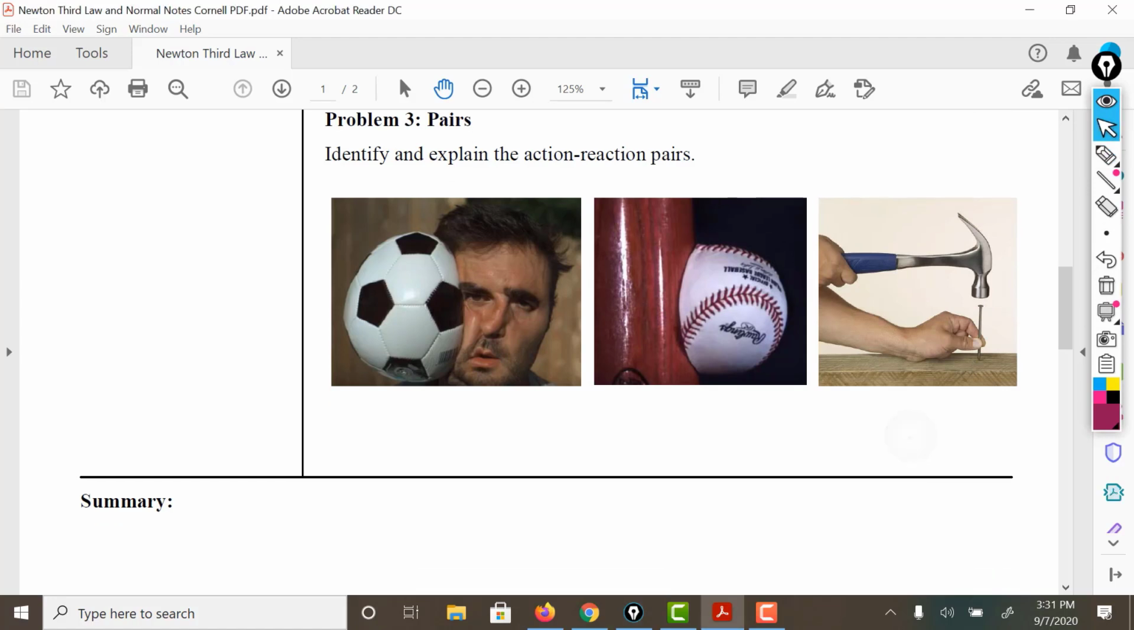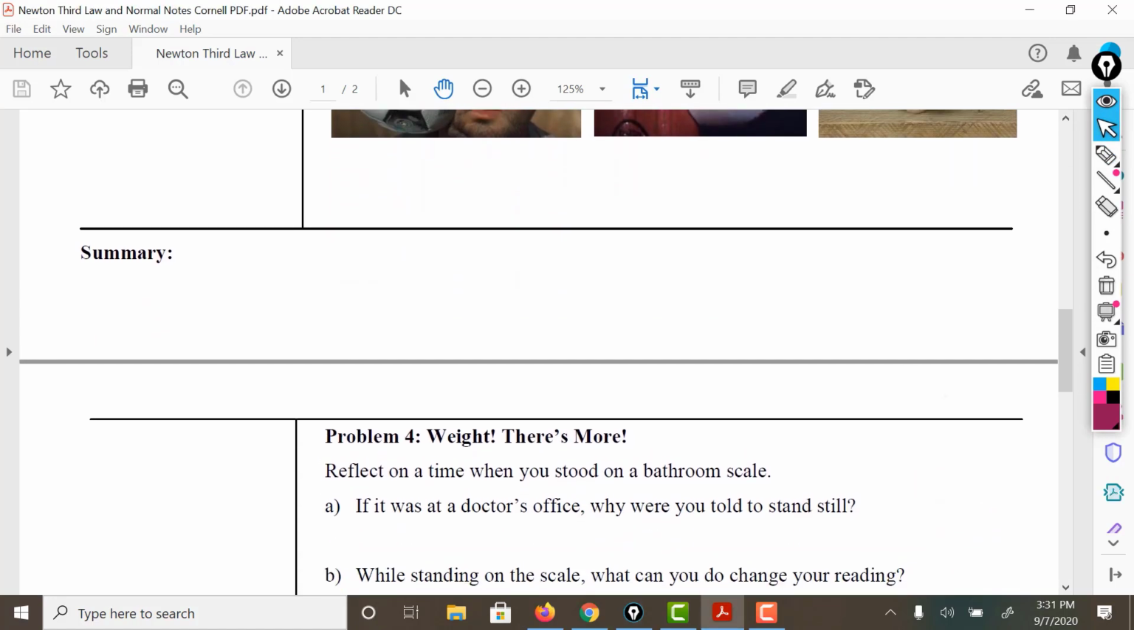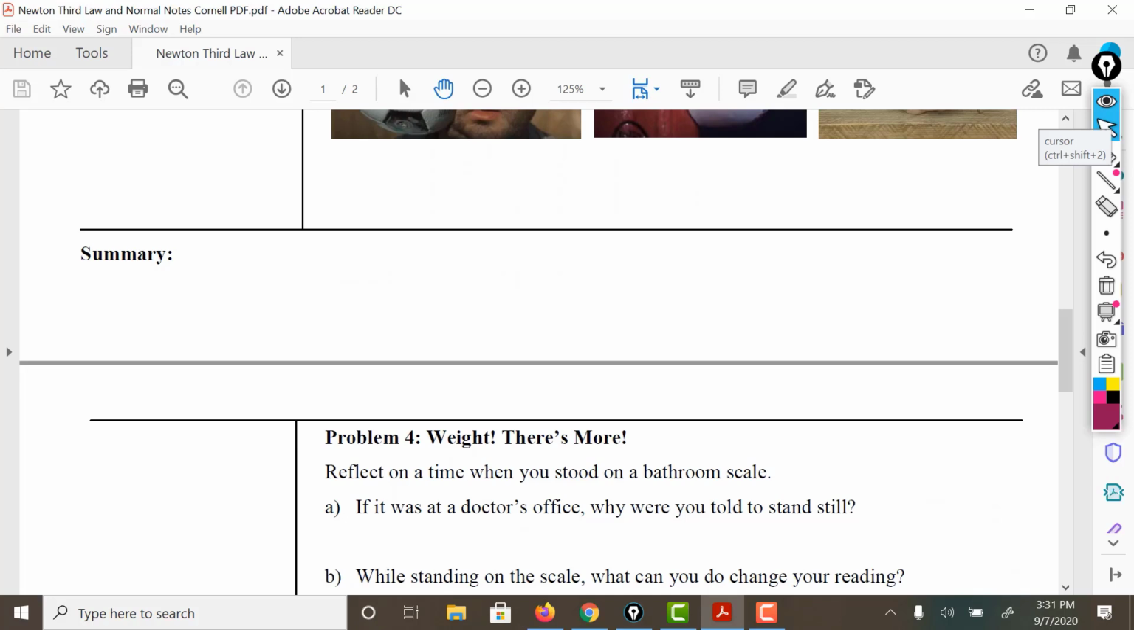For your summary, explain what the earth must be doing to your body according to Newton's third law.